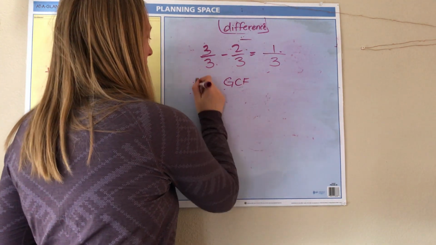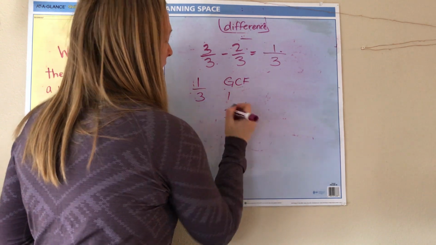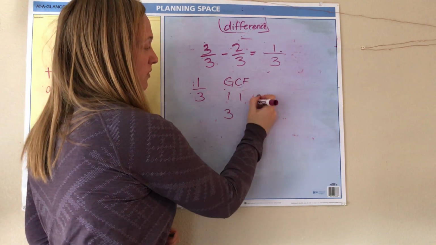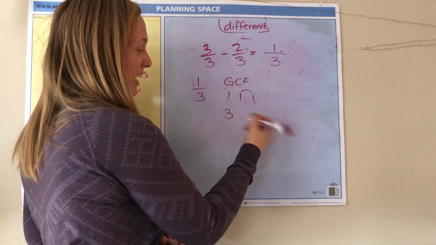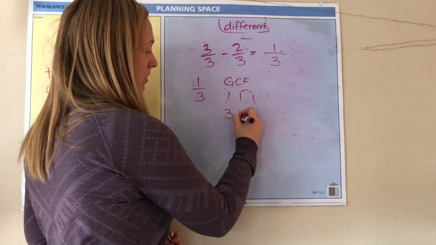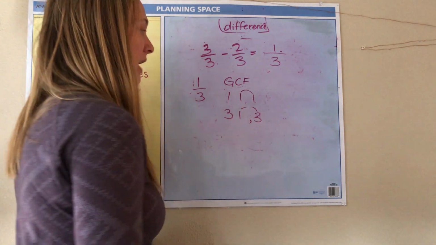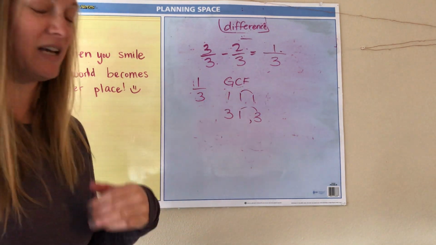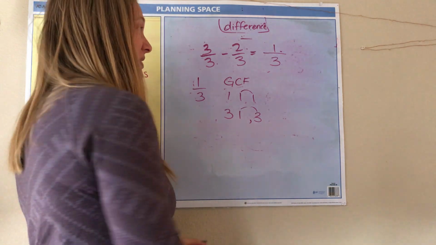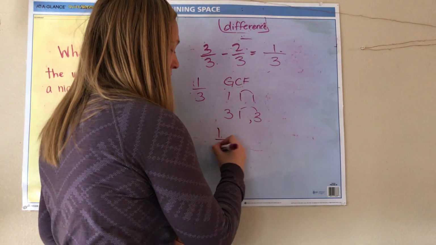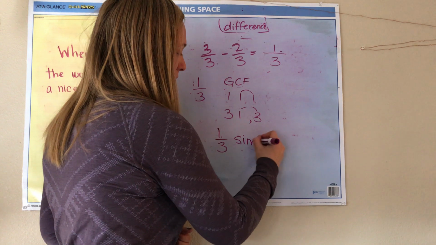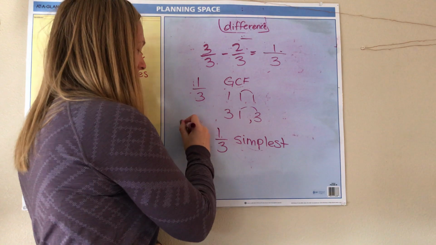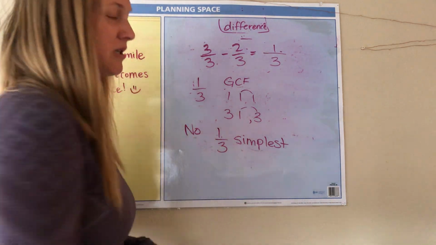Finding the GCF of 1 and 3. What number times what equals 1? 1 times 1. What two numbers multiplied together equal 3? 1 and 3. Besides 1, is there any other number in these two lists that they share? No, it's just 1. So guess what? 1/3 is our simplest form. So no, you cannot reduce. 1/3 is the simplest answer.